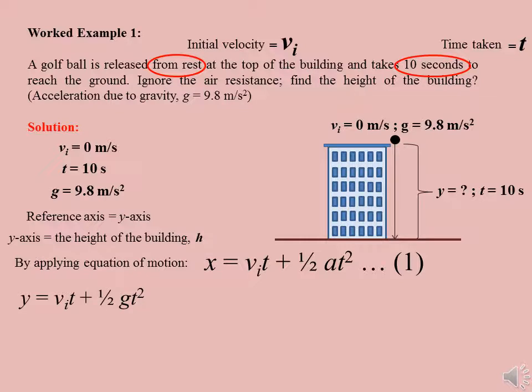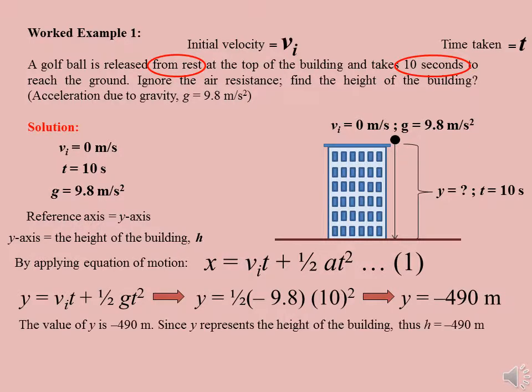Once we have determined the correct equation to use, we have to substitute all the values available into the equation. By calculating, we obtain the value of y as negative 490 meters. Since y represents the height of the building, thus h equals negative 490 meters. The negative sign should be neglected since height cannot take negative values. Therefore, the height of the building is 490 meters.